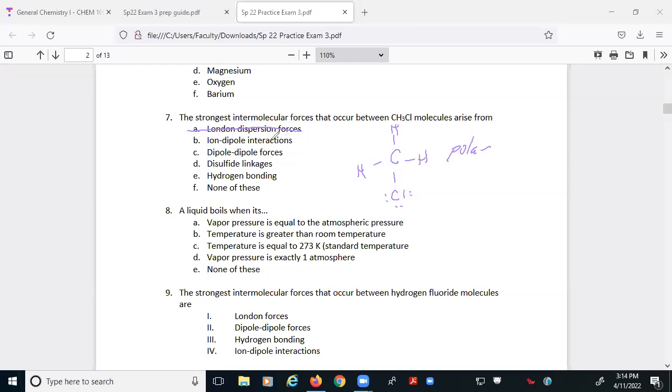For ion dipole interactions, you have to have an ion. There's nothing ionic here. Already talked about disulfide linkages being a junk answer. Hydrogen bonding. We don't have the right kind of bond here. You'd have to have either an HF, NH, or OH, and we have none of those. So since it's polar, we knew we had dipole-dipole forces. It's just a matter of, did we have anything else there? And in this case, the answer is no.